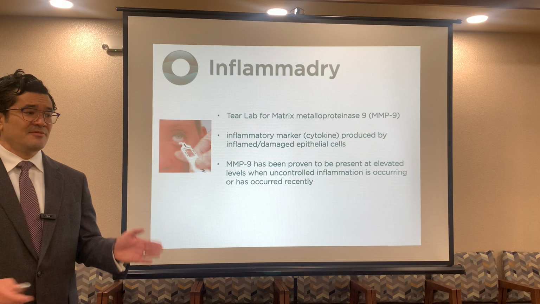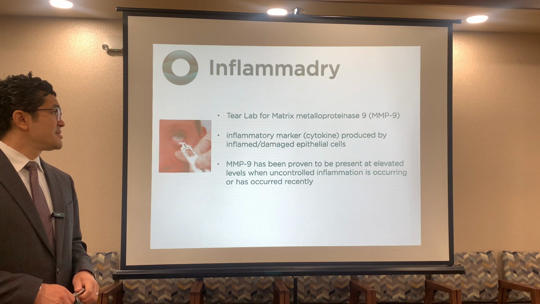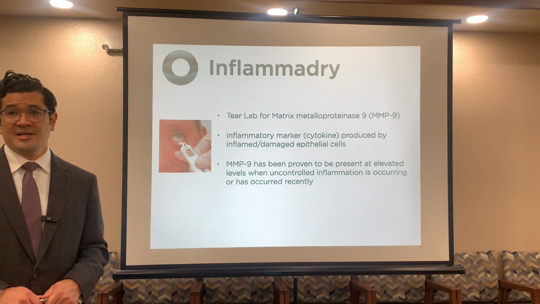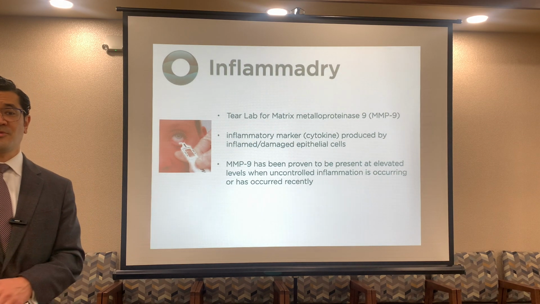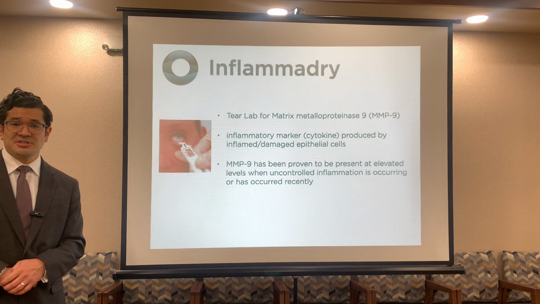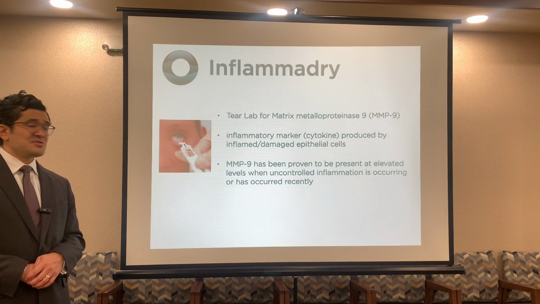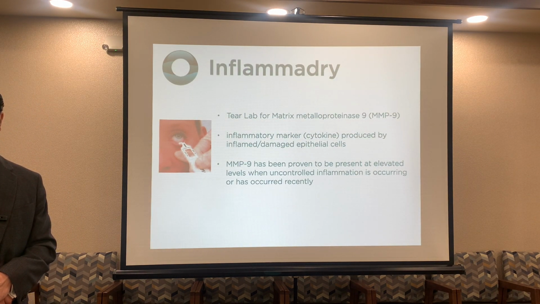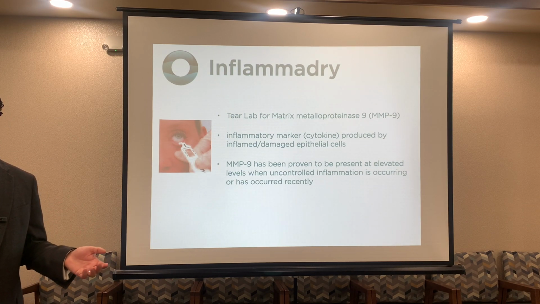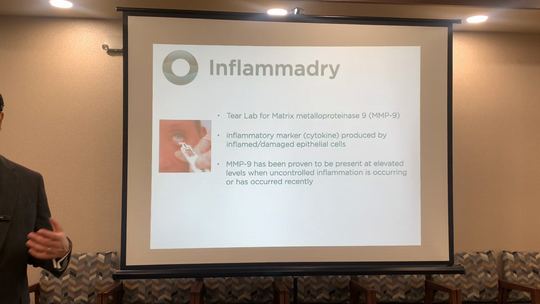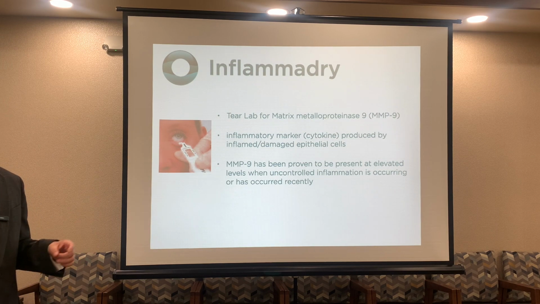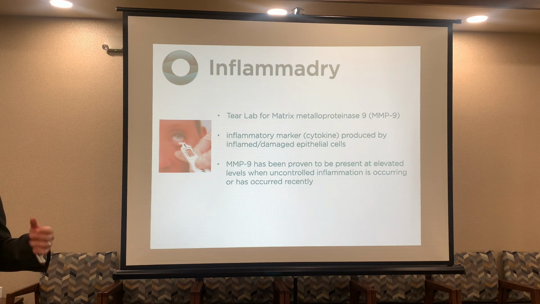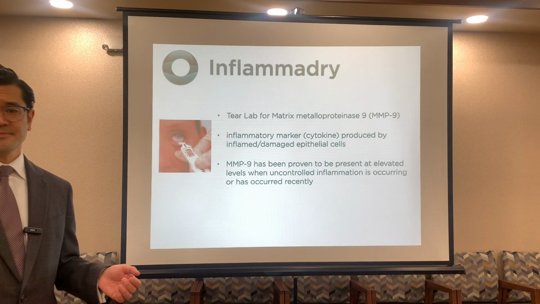So this is kind of a unique category. Sometimes you can get a positive MMP9 if there's an active blepharitis or active infection going on. But if there's no active infection and we have a positive MMP9, then that's usually a sign that they have an inflammatory dry eye. And a lot of our autoimmune patients will have positive MMP9 testing when we do our initial consultation.